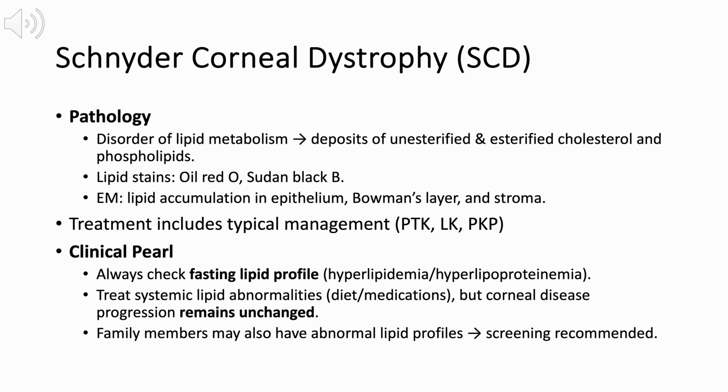In terms of management, the approach follows the same general principles we've already introduced, including PTK, LK, or PKP, depending on severity. A key clinical pearl for SCD, however, is the importance of systemic evaluation. Patients should always undergo a fasting lipid profile, since hyperlipidemia and hyperlipoproteinemia are frequently associated. While treatment of systemic lipid abnormalities with diet or medications is important for overall health, it does not alter the progression of the corneal disease itself. Additionally, because SCD can cluster in families, it is advisable to screen relatives for abnormal lipid profiles.